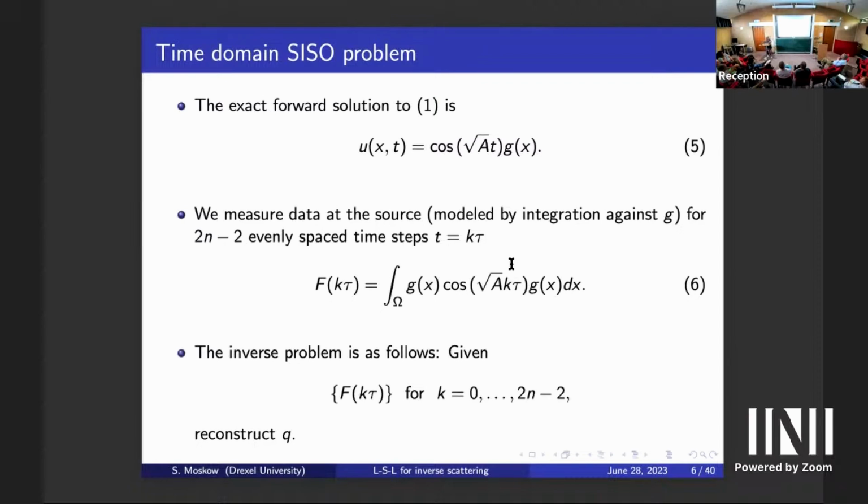I'm sorry, you mean square root of the plastic? Yeah. No, square root of A, the Laplacian plus Q. It's the unknown operator. Right, but that's still a sort of differential.